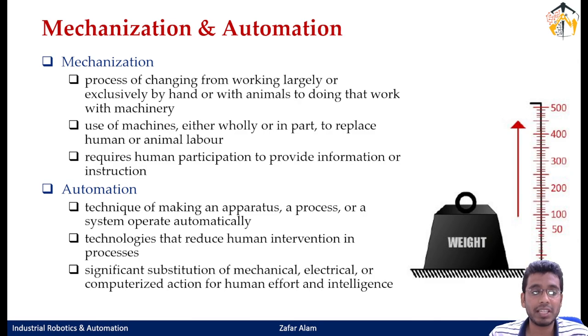The last point being the significant substitution of mechanical, electrical, or computerized action for human effort and intelligence. So human effort is getting substituted by a mechanical system. If you have mechanized this process, what is the intelligence part of it? The placement of the sensors at the bottom position and at the topmost position for this particular example that you can see on the right of the screen. So whenever the load reaches its upper limit, it senses, and the downward motion is triggered, and vice versa. I believe this is now much clearer to you, the difference between manual work, mechanized work, and automated work.